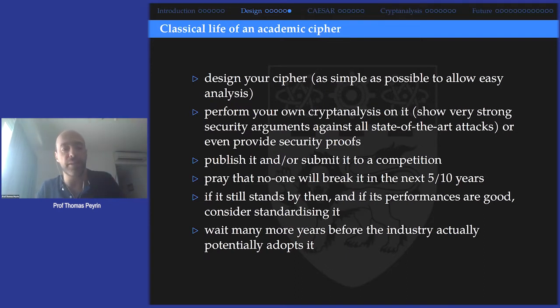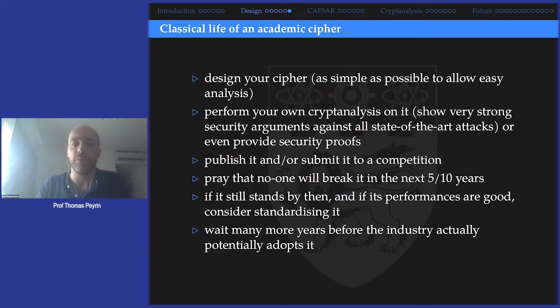You can even sometimes make security proofs. Security proofs means that you're going to assume that your attacker is limited to only be able to do this kind of action, this kind of action, this kind of action. And in this particular model, you're going to be able to show, mathematically, that you cannot break your cipher. Now, how good is the model compared to practice? That's another problem, but this gives an extra layer of confidence in your cipher.